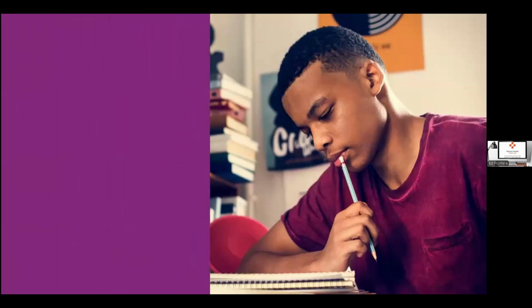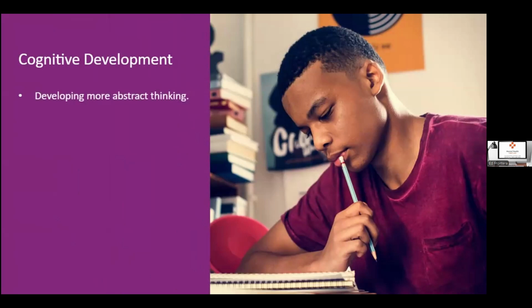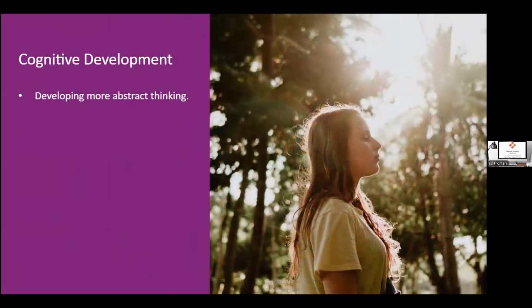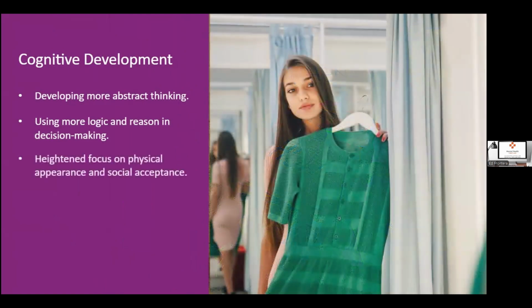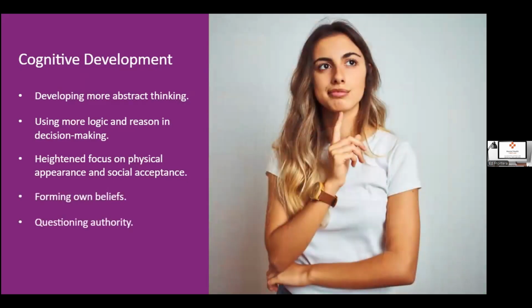As the brain develops in adolescence, young people develop more abstract thinking skills, which are important because they allow youth to develop a deeper understanding of the bigger picture. Another example of cognitive changes during this time period is the use of reasoning and logic. During adolescence, young people begin to utilize reasoning and logic more as they make decisions and increase their ability to futurize how decisions may impact them. Additionally, during this time period, young people's awareness of physical appearance and desire for social acceptance often becomes much more heightened. Lastly, youth begin to form their own beliefs and question authority. Forming their own beliefs about themselves, their surroundings, and the people around them is an important component of becoming an adult.